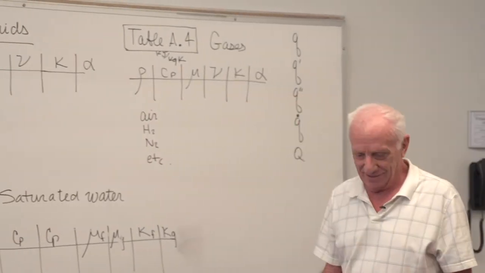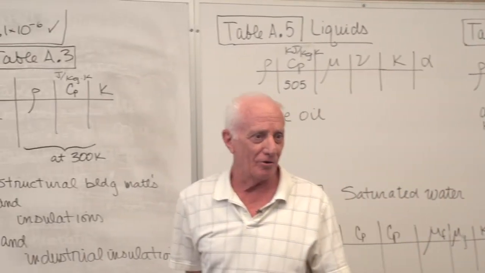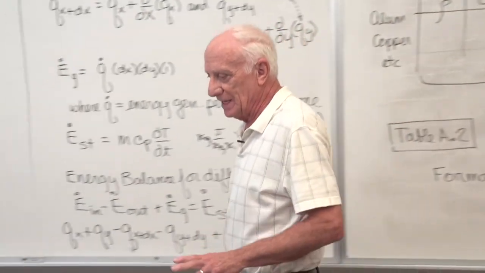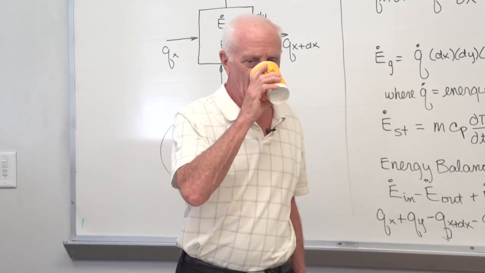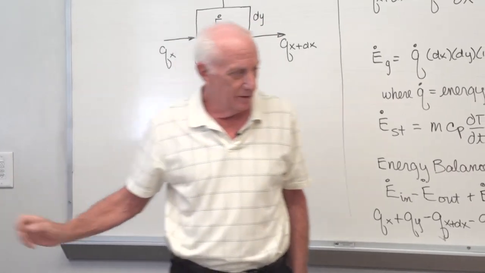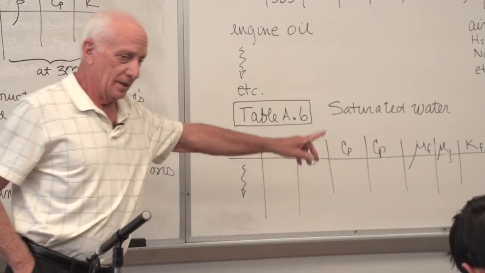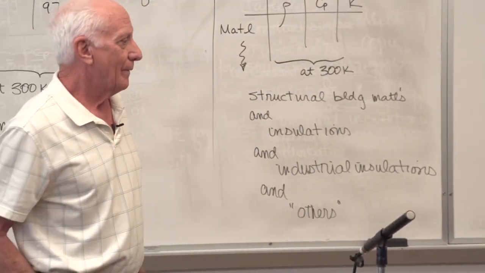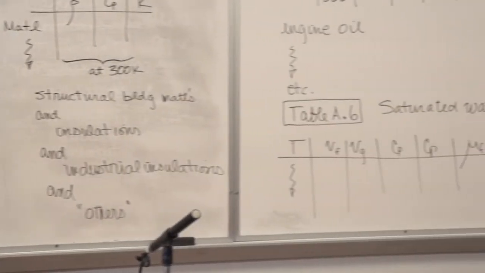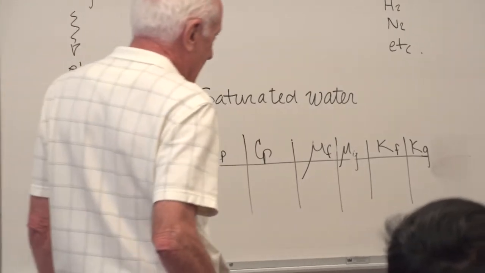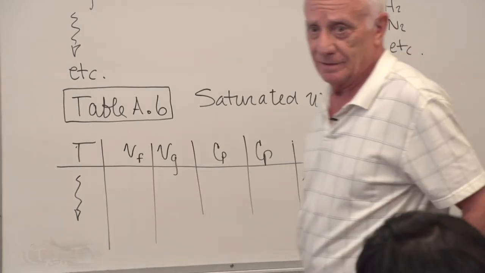Okay, now that gets us to the last one, because table A5 for liquids doesn't have water in it. So there's a special table for water. It's different. Temperature is the left-hand column and then that string of properties. You have to know there are two values of K, Kf and Kg. You have to go back to your thermal background. That table is titled not water, but saturated water.